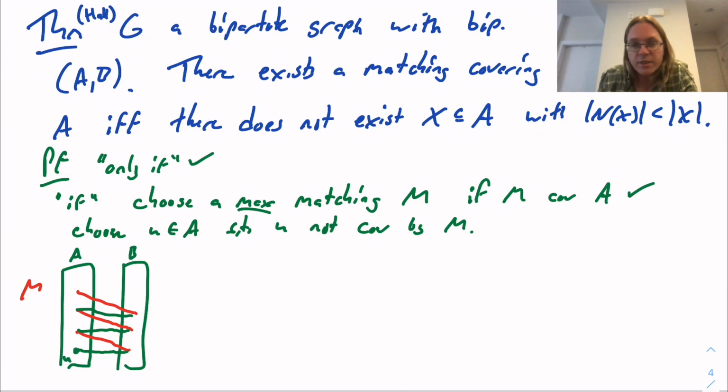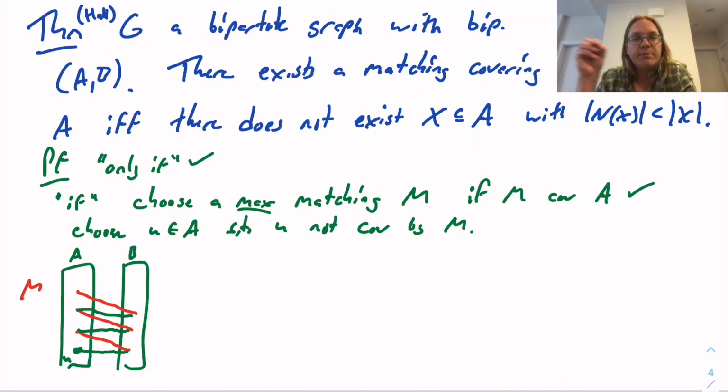And you can see there's a kind of parity condition here. If I start at this vertex U, when I follow along this edge that's not in the matching, I end up at B. But when I follow the next edge, I'm going along a matching edge from B back to A.